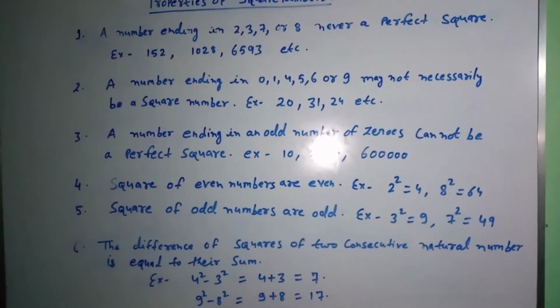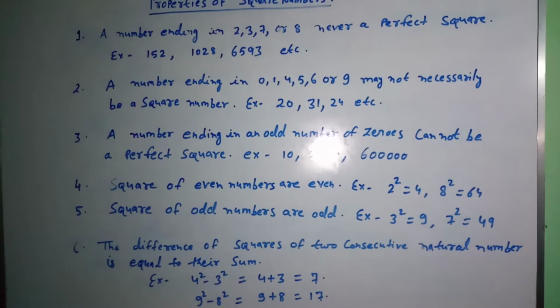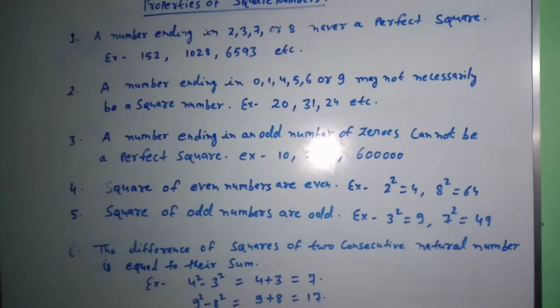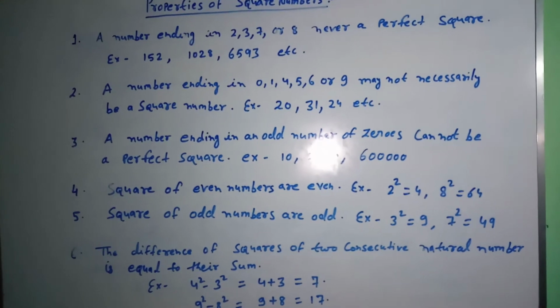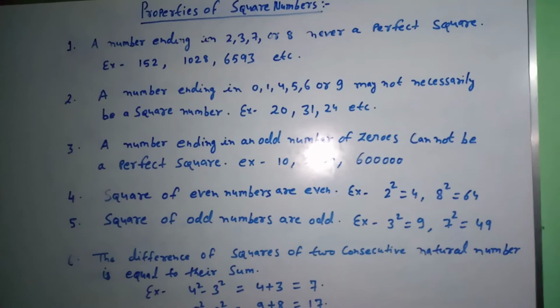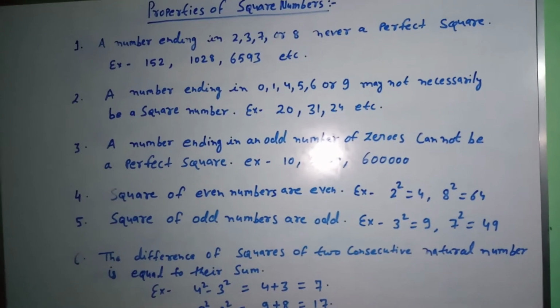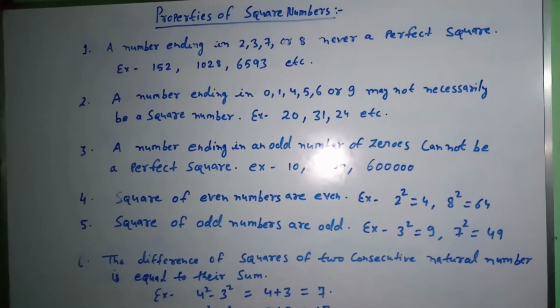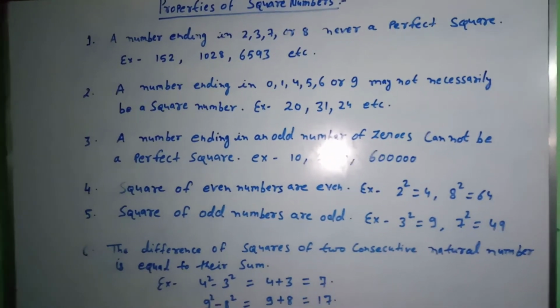A square of even numbers. The fourth property is the square of even numbers are even. For example, 2 square is 4, it is also even. 8 square is 64, it is also even. Understood? Fifth property, square of odd numbers.